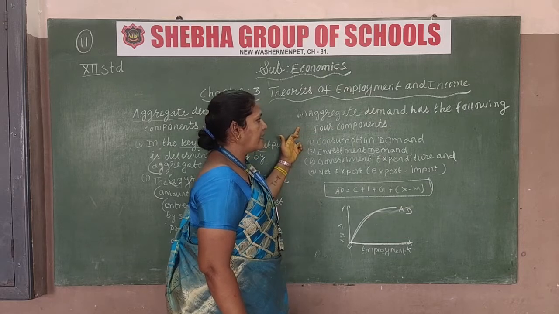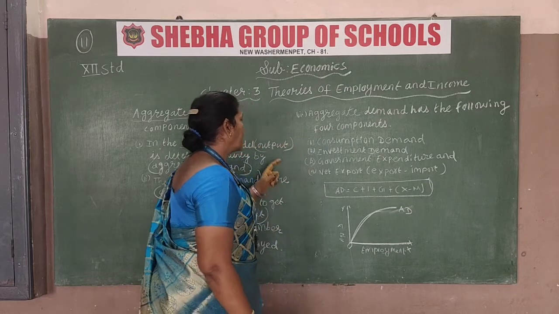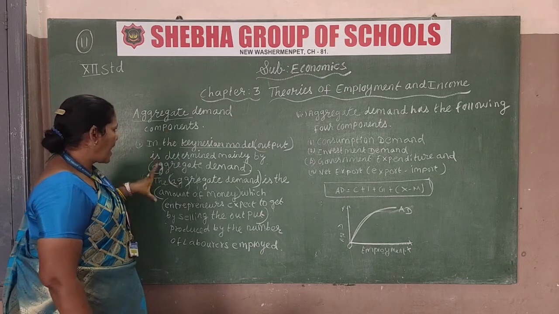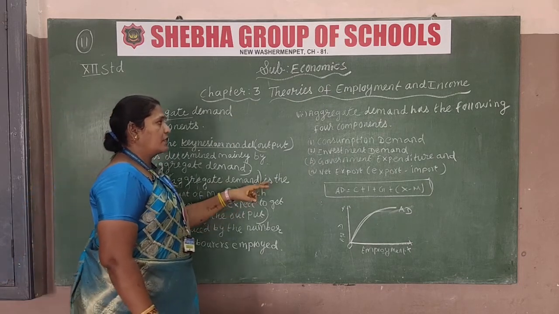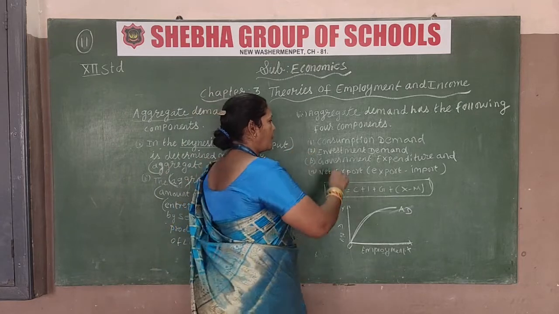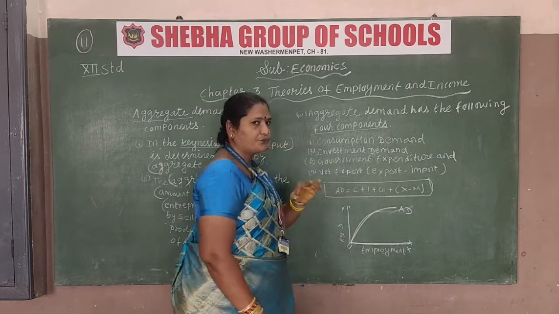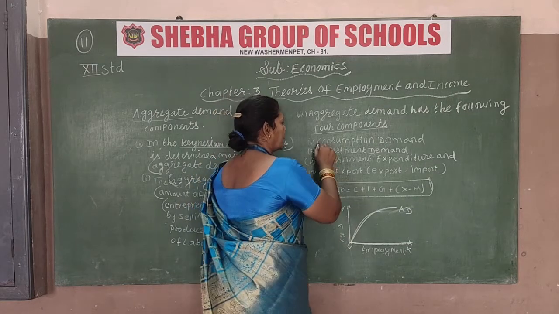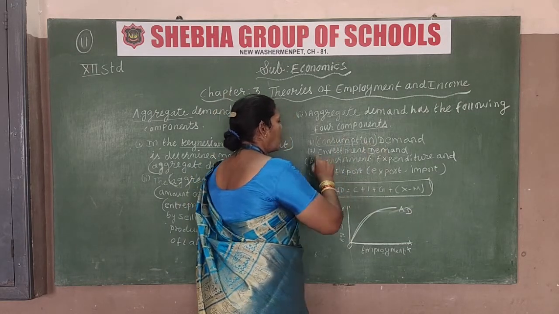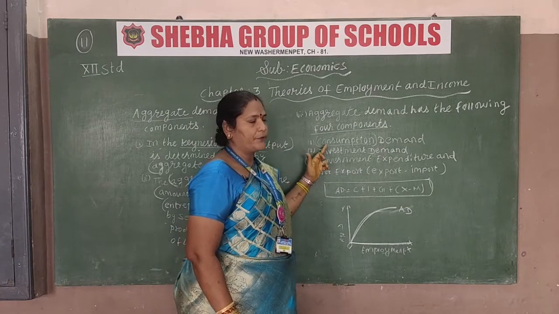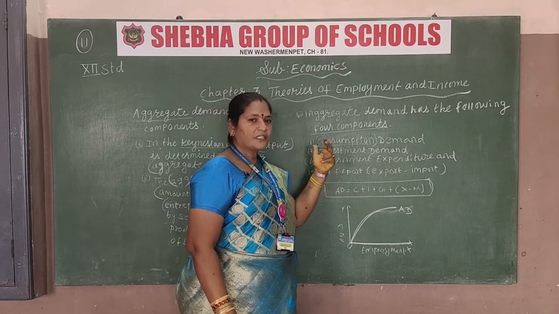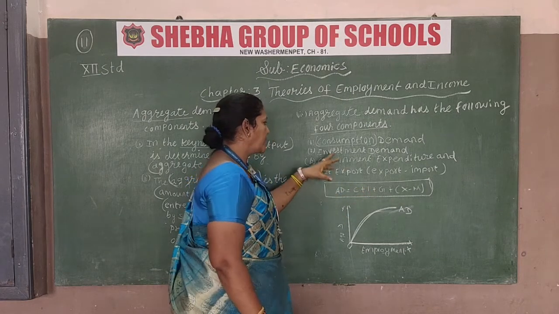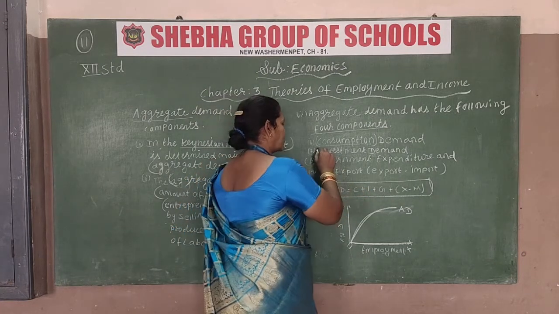Aggregate demand has the following four components. We saw aggregate demand, and now we are going to see its components. The first one is consumption demand. Consumption means consumers; the product is produced for us, so consumption demand means whatever we consumers require, for that only they are going to produce. Second is investment demand.